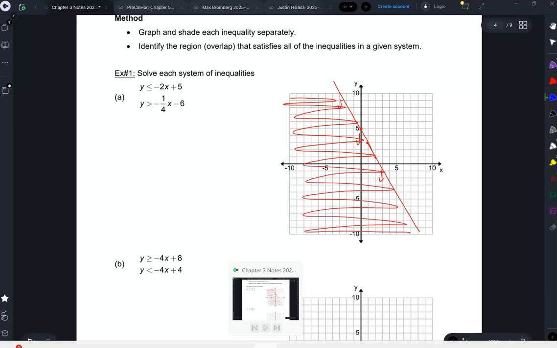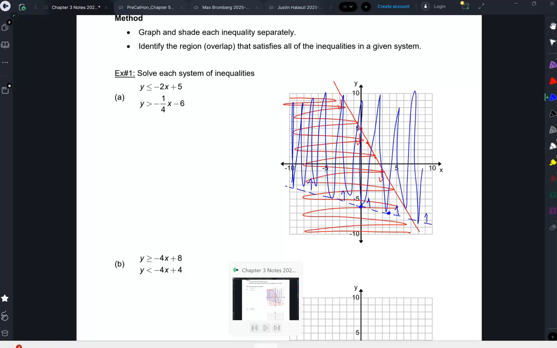Now for the next one, y is greater than negative 1 over 4x minus 6. Minus 6 is here. I go down 1 over 4: 1, 2, 3, 4. This time it's a dotted line. And for this one, I'm going to shade above. Above means vertically up. Do you see that? So that goes here. This whole region for the blue.